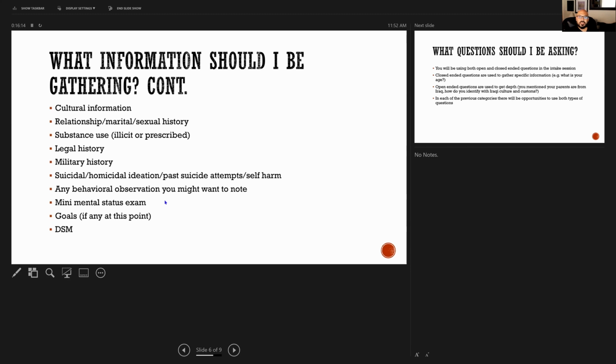Mini mental status exam. So this is really getting an understanding of where the client is right now. Are they oriented to the present time? Do they understand who they are? Do they understand where they are? Those are kind of the big three things. And then the fourth one is really understanding if they have their memory intact.